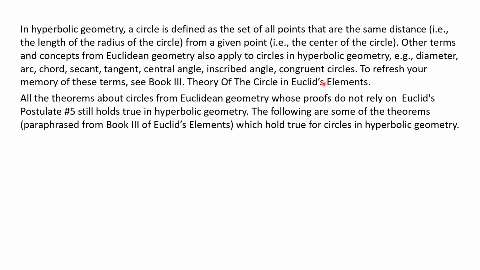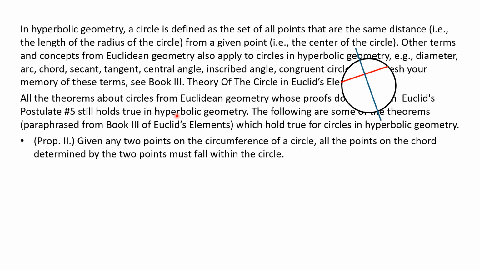The other thing we have is that all the propositions from book 3 of Euclid's Elements concerning circles that do not depend on the parallel postulate, postulate number 5, also hold true for hyperbolic geometry. And what I'm going to give you are some examples on this slide and going into the next slide concerning these propositions for circles that hold true in hyperbolic geometry. So I'm going to use this diagram here for the next few propositions.